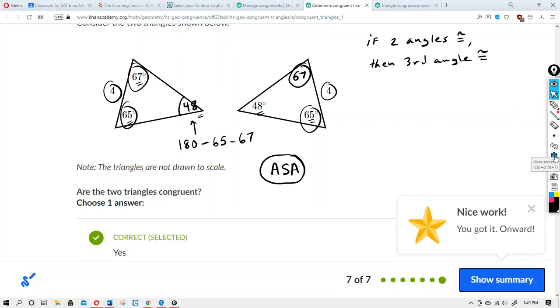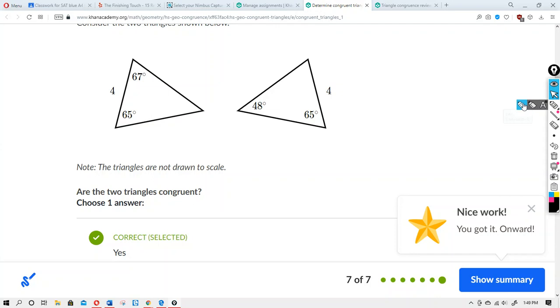If you want me to mark it the traditional way, this was 65, this is 4, and this angle is 67. And this was 67 right here. So 65 matches 65, 4 matches 4, and 67 matches 67. That's angle, side, angle.